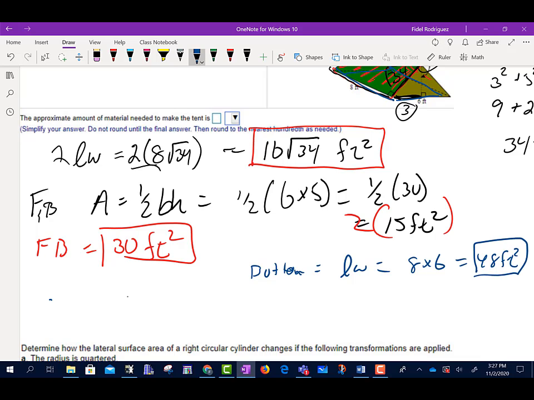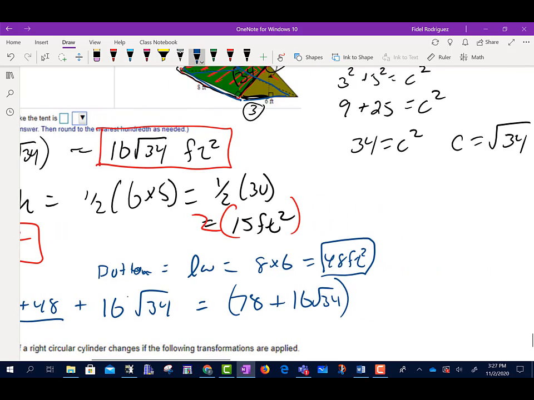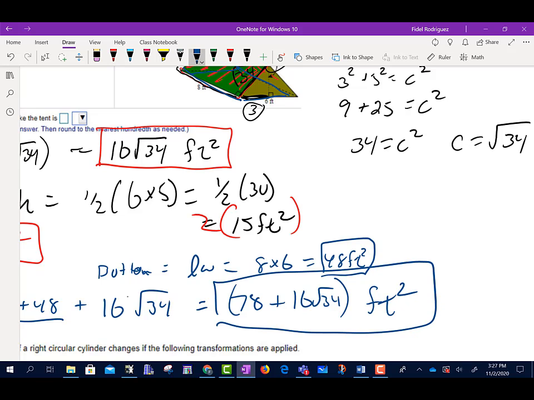So now, to find our surface area, we're going to take 30 plus 48 plus 16 square root of 34. We're going to add those together. These I can add. That's going to give me 78 plus 16 square root of 34. I'm going to write this in parentheses, guys, because my units here are going to be in square feet, okay? Square feet.